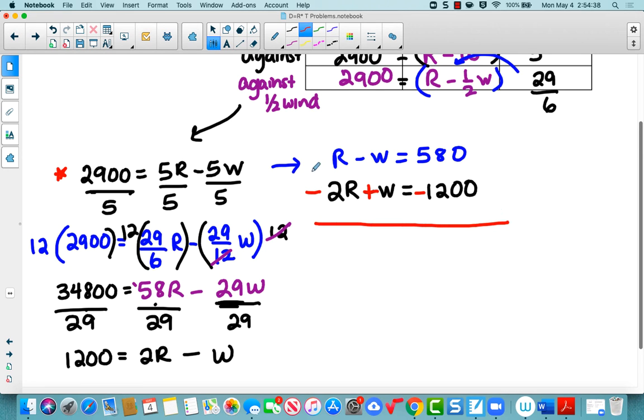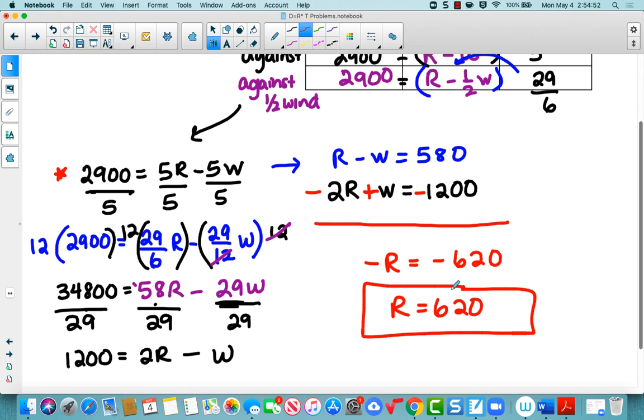All right, I'm going to add those together, and I'm going to get a negative R equals negative 620, and so R equals 620. All right, it asked for the headwind and the plane's airspeed. We just found the plane's airspeed. It is 620 miles an hour.